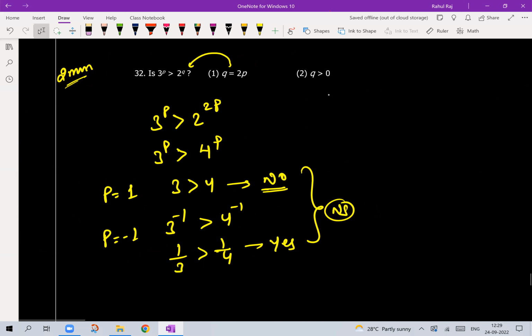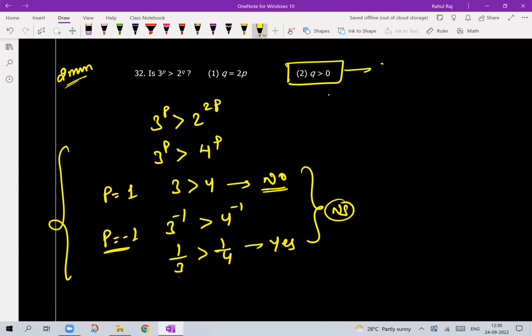Here, my job is 3 to the power p greater than 4 to the power p. I put p is equal to minus 1, 3 to the power minus 1 greater than 4 to the power minus 1. 1 by 3 greater than 1 by 4, yes. So with option number 1, this detailed understanding is more than sufficient to say this statement is not sufficient. Now imagine option number 2.